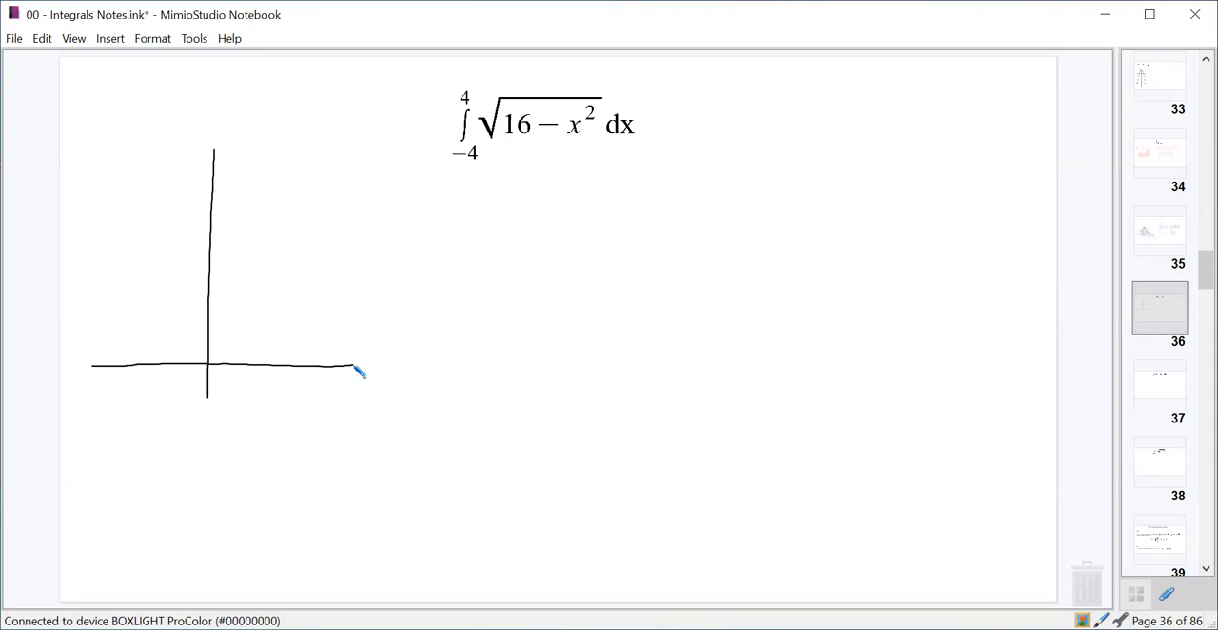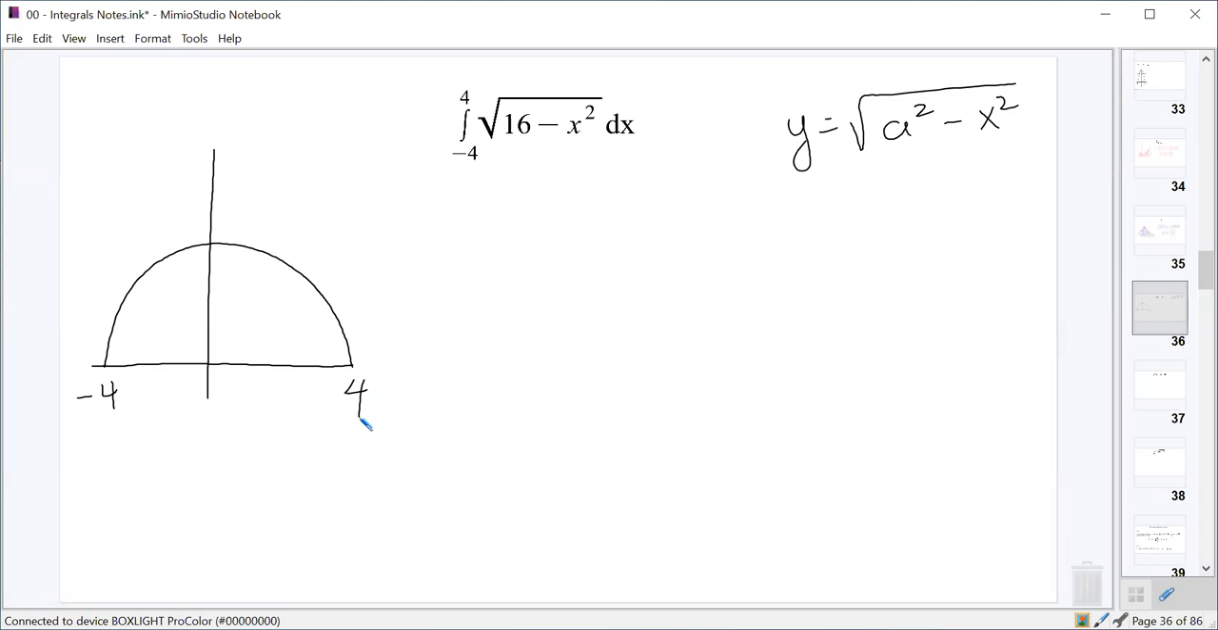This is of the form y equals the square root of a squared minus x squared, or r squared minus x squared. And this is just a semicircle that, if it was a full circle, would be centered at the origin, lying right across the x-axis. So this is just going to go from -4 to 4.